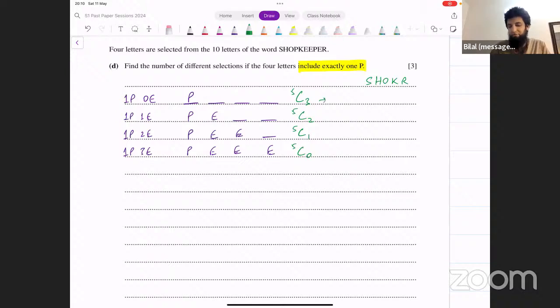What's 5C3? 5C3 is going to give you 10. 5C2 is also going to give you 10. 5C1 is 5. 5C0 is 1. Add all of those cases, and the total number of different selections turns out to be 26 here. And that is what we were looking for. That's the number of selections that we get.